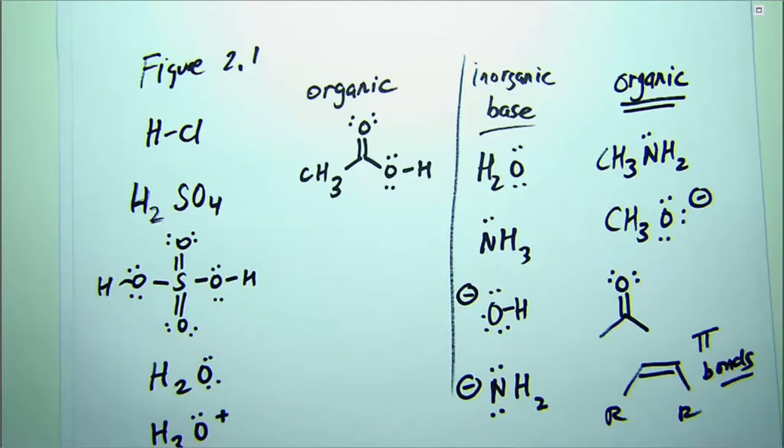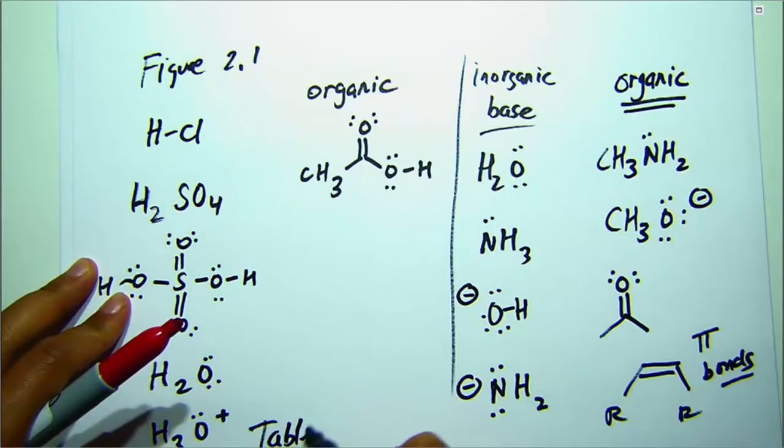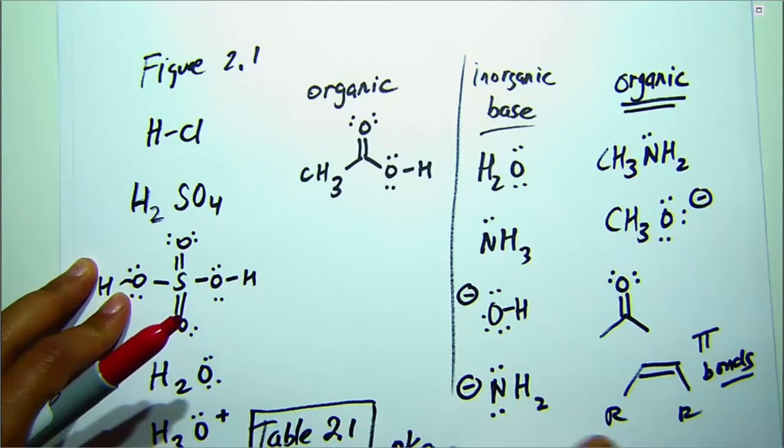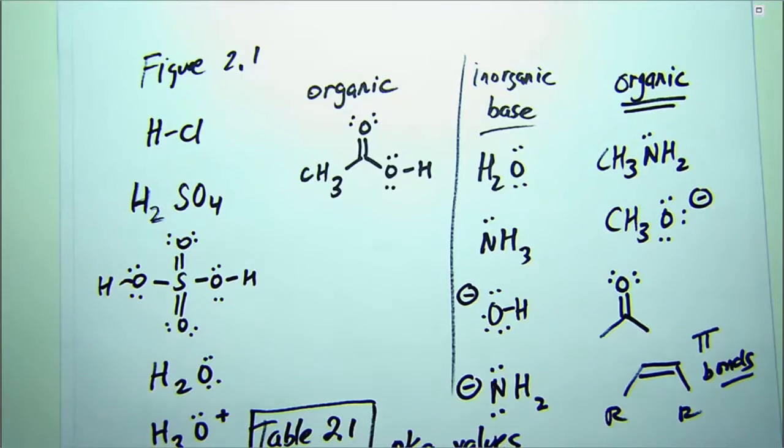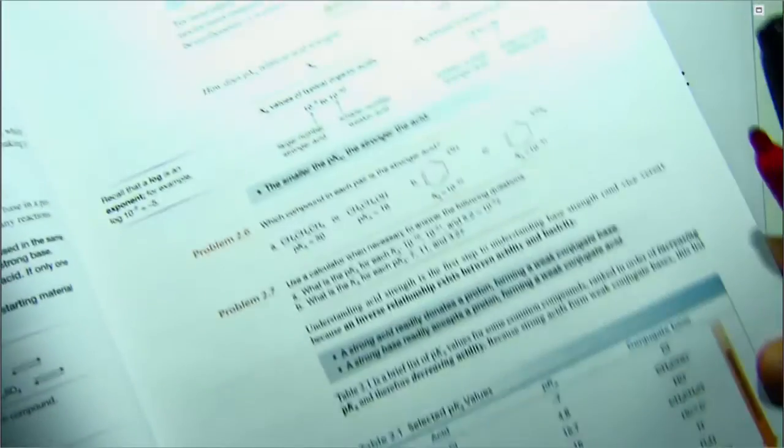I also want to refer you guys to table 2.1 in your textbook for some examples of pKa values. So that's a super useful chart to look at. It shows us the acids involved and then the conjugate bases. And just to show you what I'm talking about, we pop up this book.